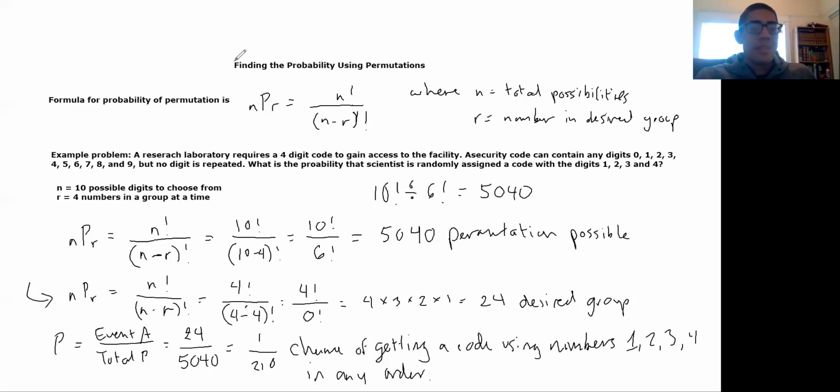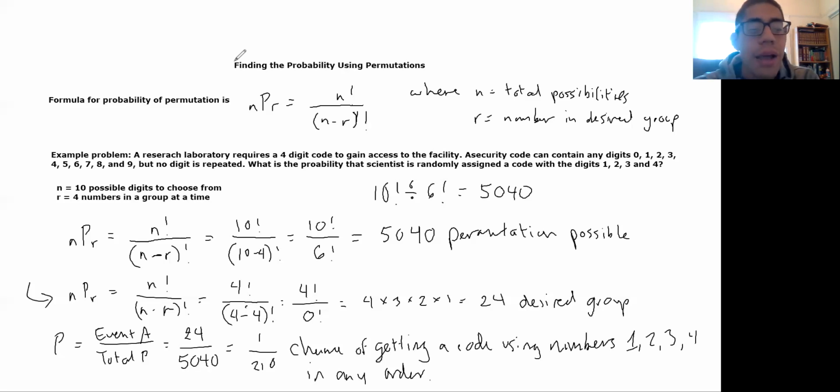So we're not actually dividing by 0. We're not actually dividing at all. There's just nothing there. So this basically boils down to 4 factorial, 4 times 3 times 2 times 1, which means that there's 24 possibilities in the desired group.